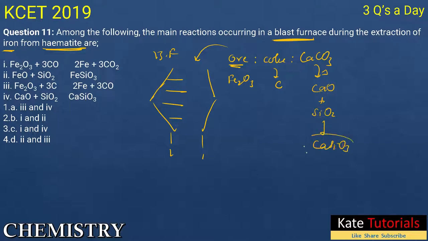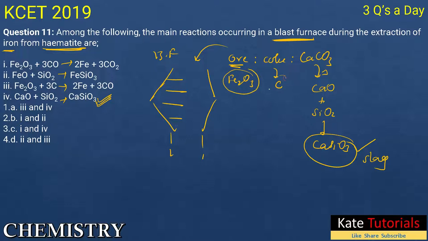So this is the one reaction in which there will be formation of slag, and that will happen in this blast furnace, right? So one reaction is this reaction. See here they have given options A, 1, 2, 3, 4, right? Everywhere it is an arrow, you just have to write it. So this is the reaction which happens in the blast furnace, right? And this FeO will be there, right?